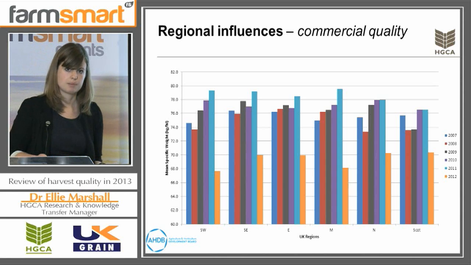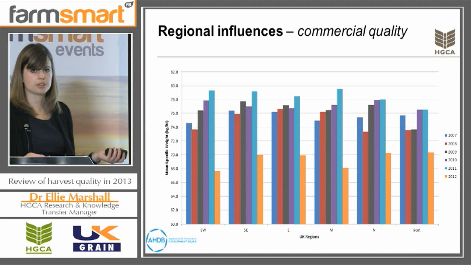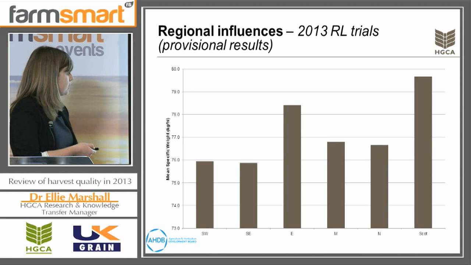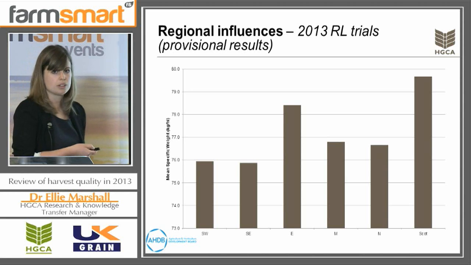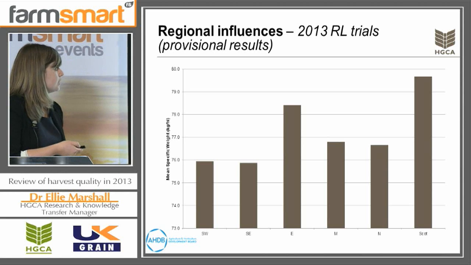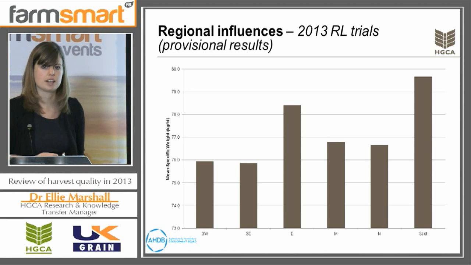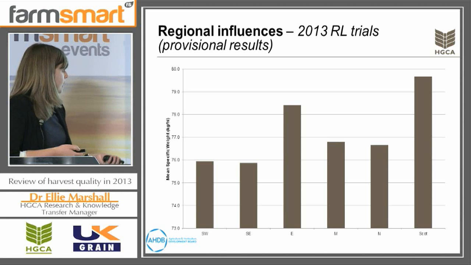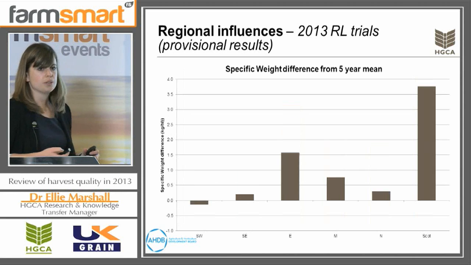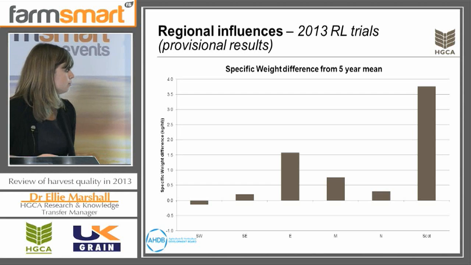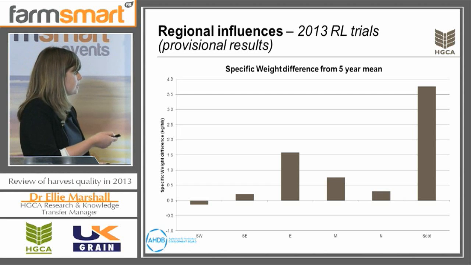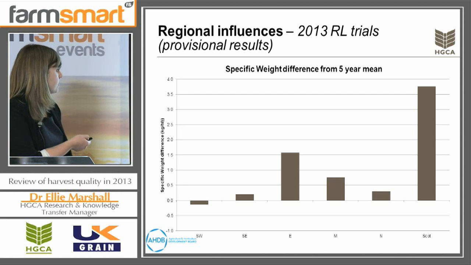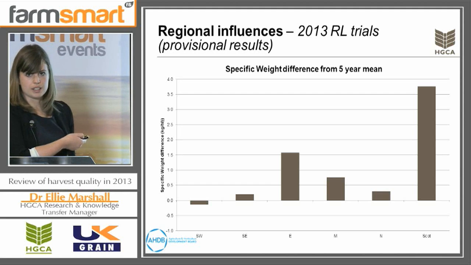But we can look at the recommended list data and see what's happened with the trials this year. So again, we have the different regions. We have the Southwest, Southeast, East, Midlands, North, and Scotland. And we see that the Scottish trials actually achieved a very high specific weight this year in comparison to the other regions. And actually, in comparison to the 5-year average of these trials, so anything above this line showed an improvement on the 5-year average, and anything below this line, so the Southwest, showed a decline in the 5-year average.